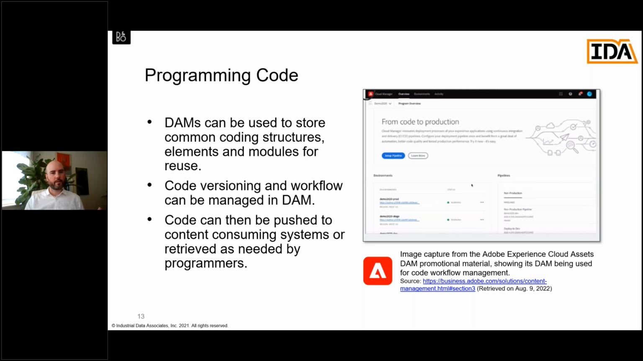Versioning is also another functionality which we'll discuss in a little bit more detail. So code versioning can be stored in DAM. Here we have an example from Adobe Experience Cloud Assets, which is their DAM, and showing how you can use code in that system.